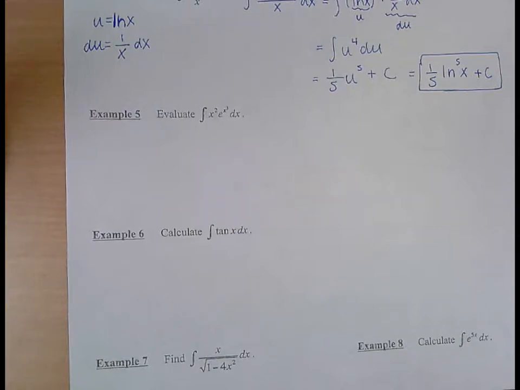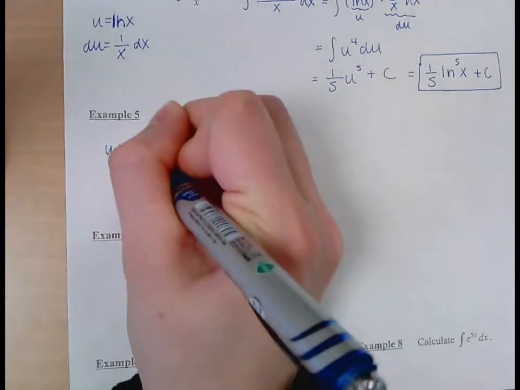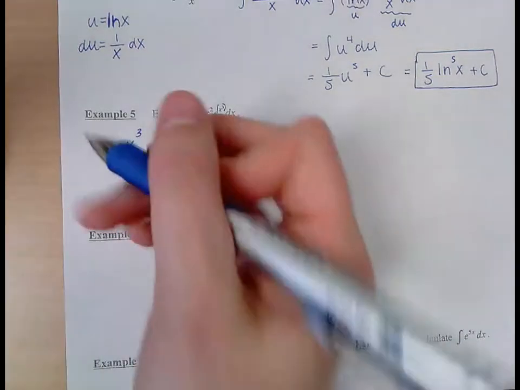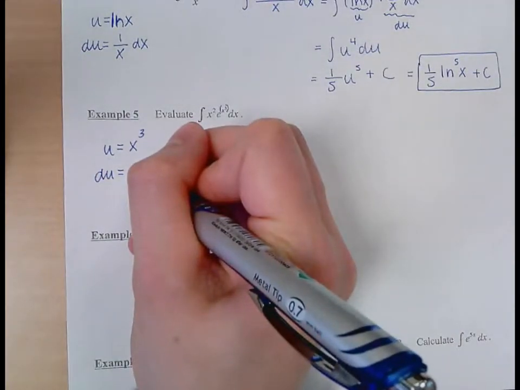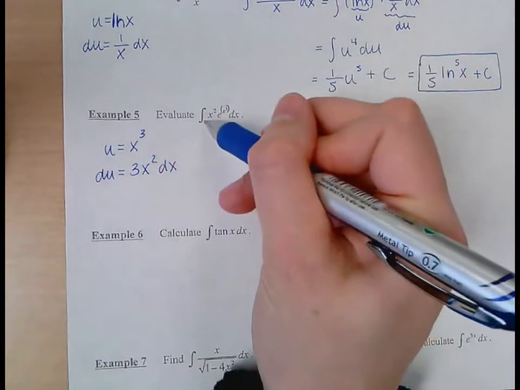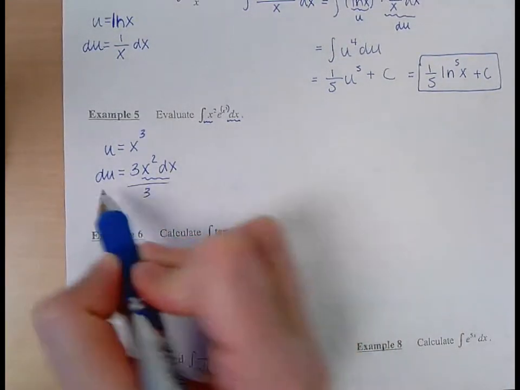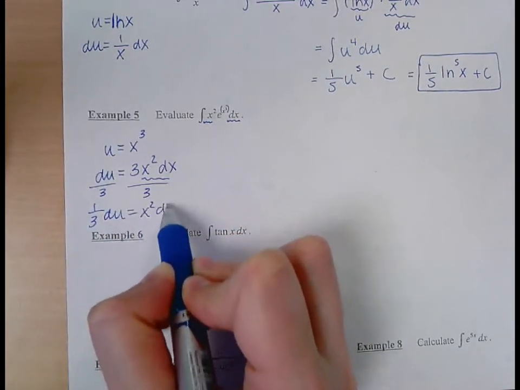Example 5, integral of x squared e to the x cubed dx. Let u be x to the 3rd, so just that exponent on the e. And then what would du be? Yep, 3x squared dx. So we have the x squared, we have the dx. We don't have the 3, so divide by the 3. 1/3 du would equal x squared dx.